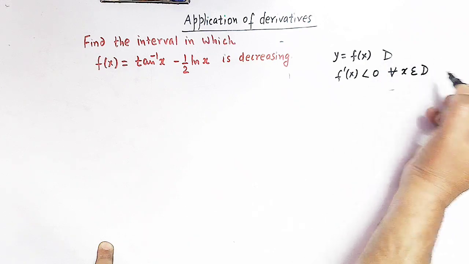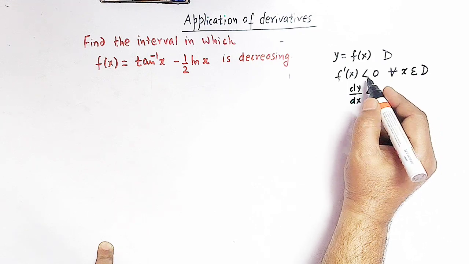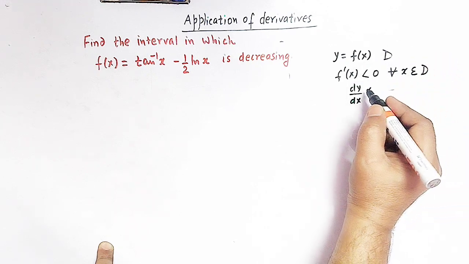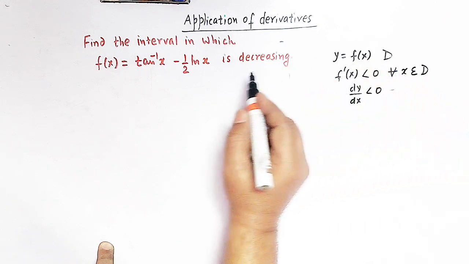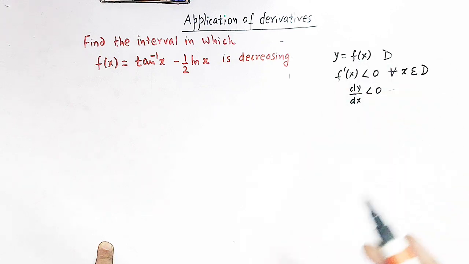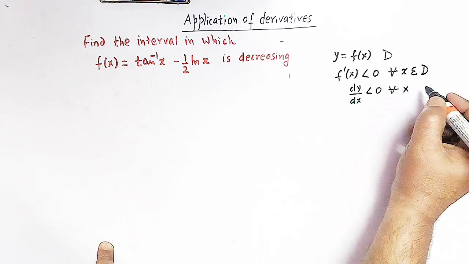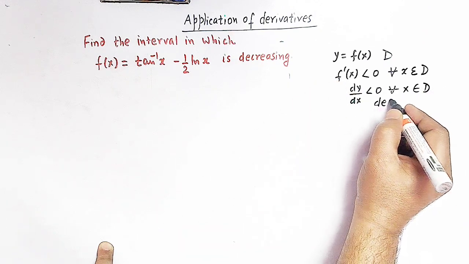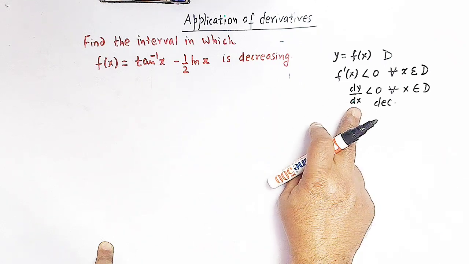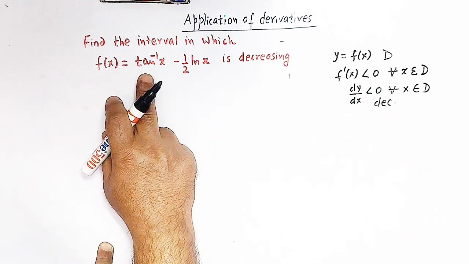this domain D. So if the derivative, that is dy over dx, is negative, or the slope of the tangent at the given curve is less than 0, then the function y is equal to f of x is said to be decreasing at the given point. So if dy over dx is less than 0 for all x belonging to the domain D, then the function is said to be a decreasing function. So here we'll apply this definition of decreasing function to find the interval.